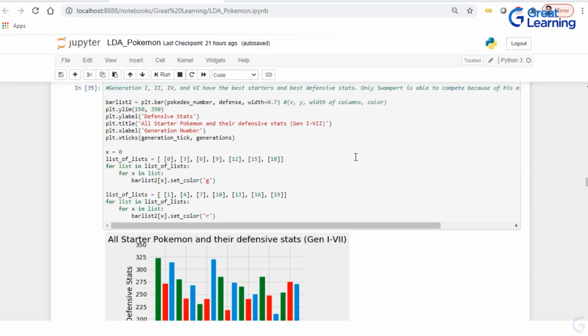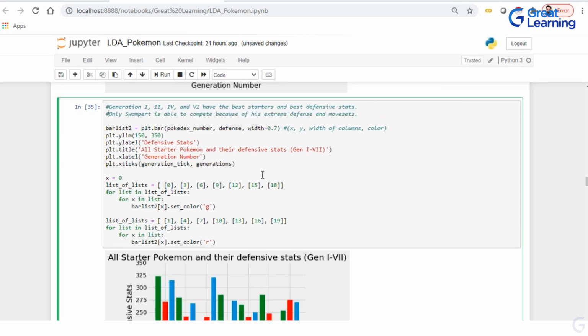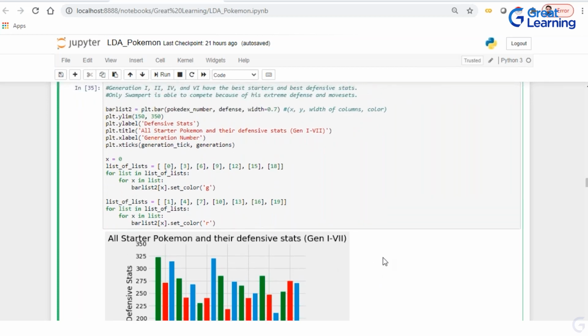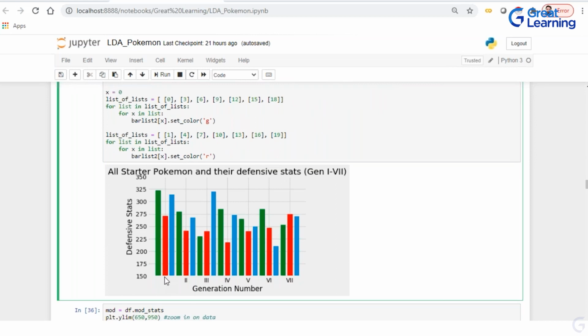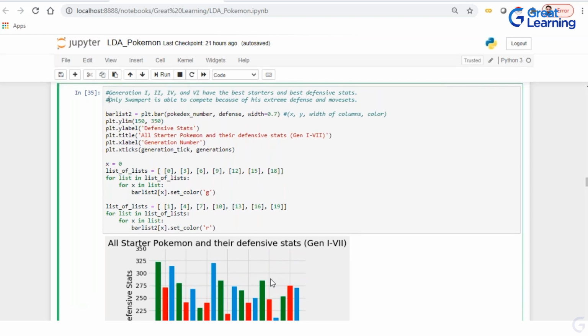Now let me put all these things into perspective. Please understand this. Generation 1, 2, 4, and 6 have the best starters and their best defensive stats. You see this here: 1, 2, 4, and 6. What we say by this is their starters and their defensive stats are the best compared with any of the others as we look at their defensive stats.